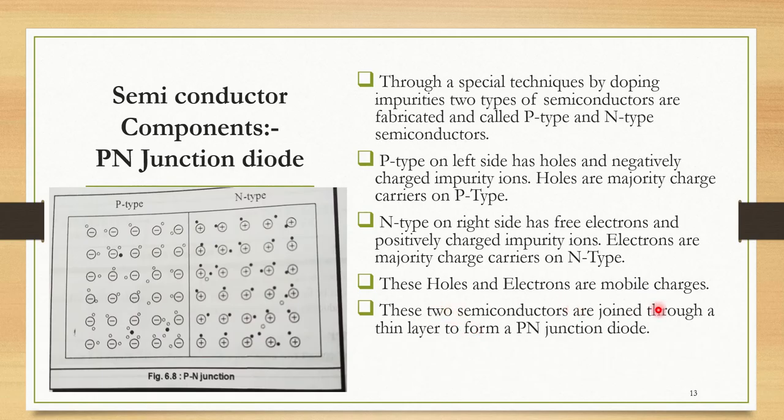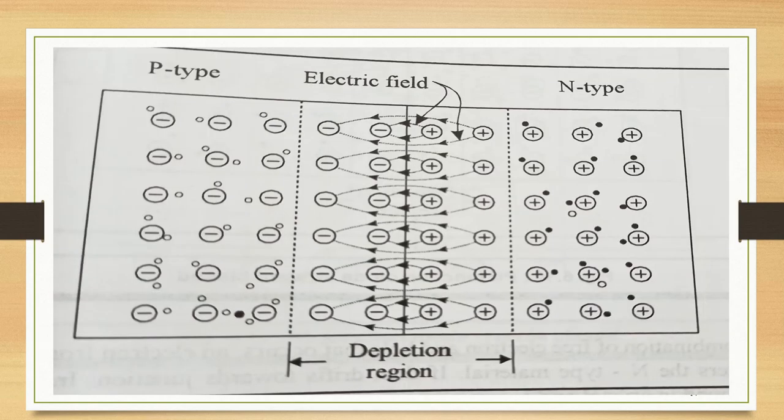These holes and electrons are mobile charges. They can move, the charges can move from here to here. These two semiconductors are joined through a thin layer to form a PN junction diode. So after joining, the semiconductor that is created is basically a PN junction diode. Okay, this is called PN junction diode. This is one of the basic semiconductor components.